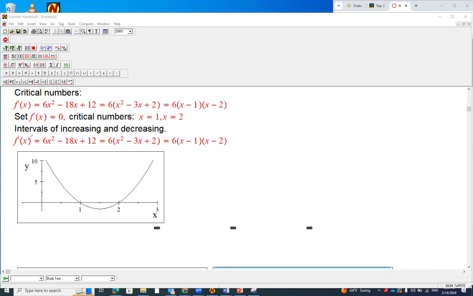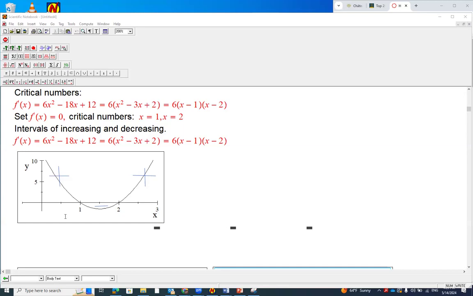Secondly, if we want to know the sign change, you will see that the derivative is positive to the left of 1 and to the right of 2, and the derivative is negative between 1 and 2. I hope you see that.